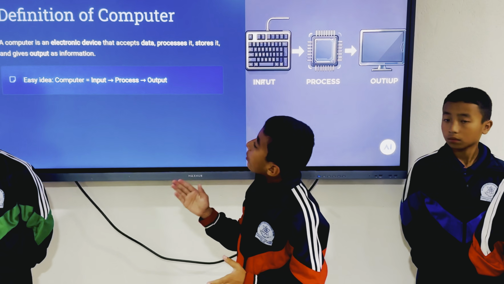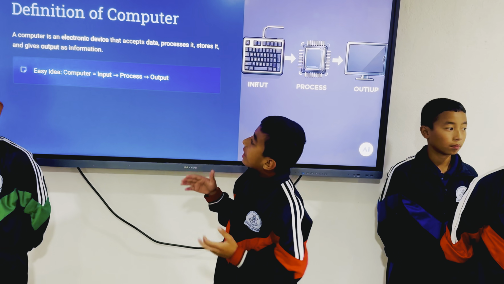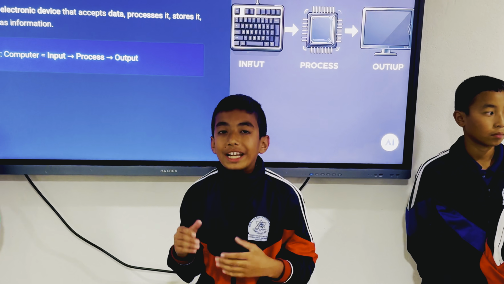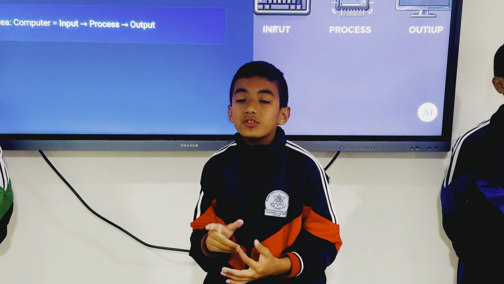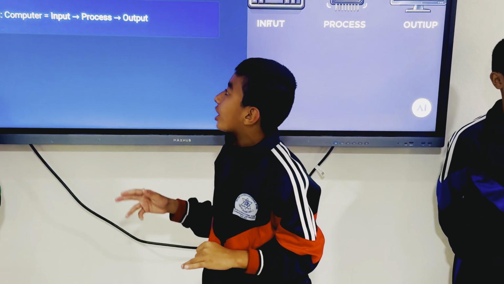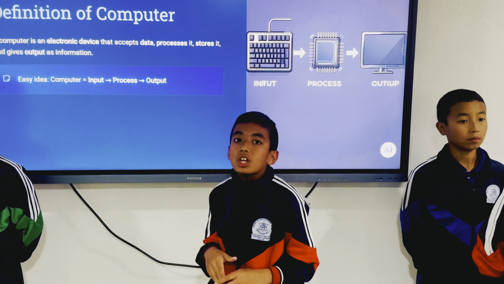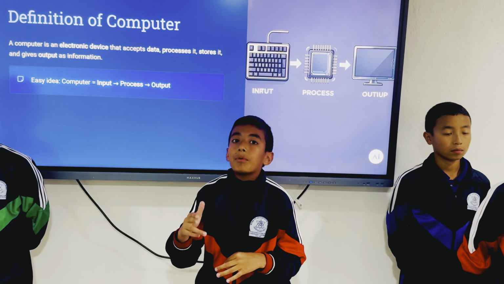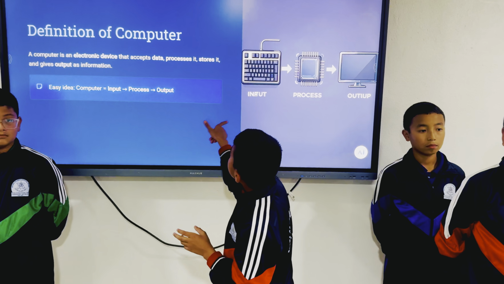Definition of computer. A computer is an electronic device that accepts data, processes it, stores it and gives us output as information. It means a computer is an electronic device that works through electricity, accepts data, processes and stores it, like documents, files and presentations, and gives us output as information. Principle of computer: input, process, output. It means when we input our raw data through the keyboard and mouse to the computer, it will process it with the help of processing hardware, the CPU, and it gives us output as a result.